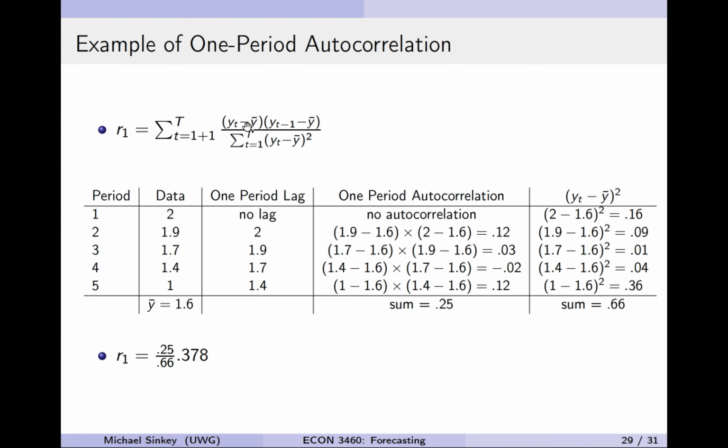All right, that is the numerator. The sum of the denominator is 0.66. So my autocorrelation is 0.378. What it means is that even though the data are trending down, there is a positive relationship between the immediate previous periods.